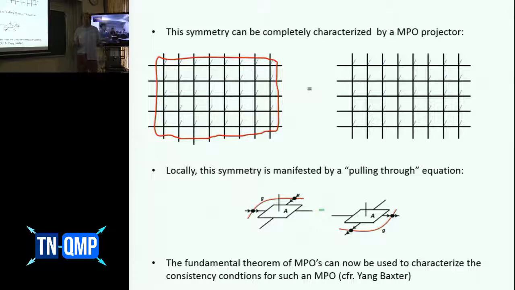It turns out that if you have this feature, then you can start using all these theorems of matrix product states and PEPS and so forth. What turns out is that having this symmetry locally means that there exists a matrix product operator that can be pulled through your tensor. So this is a part of this MPO that you can pull through your tensor. That is the symmetry, and of course that's exactly the feature that you want from a Wilson loop.